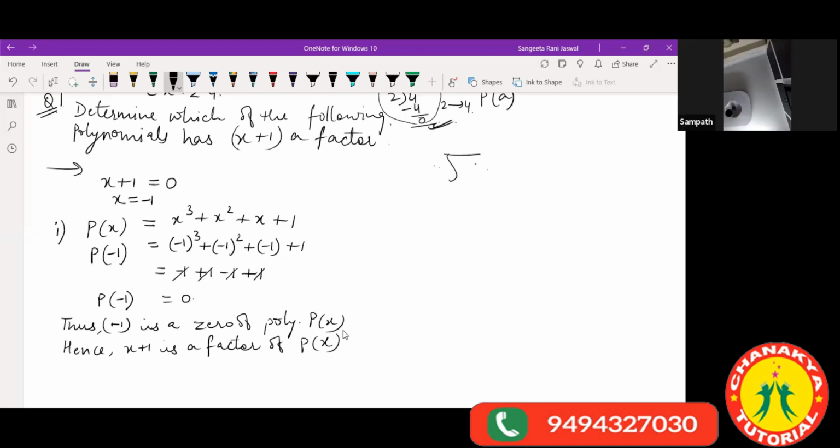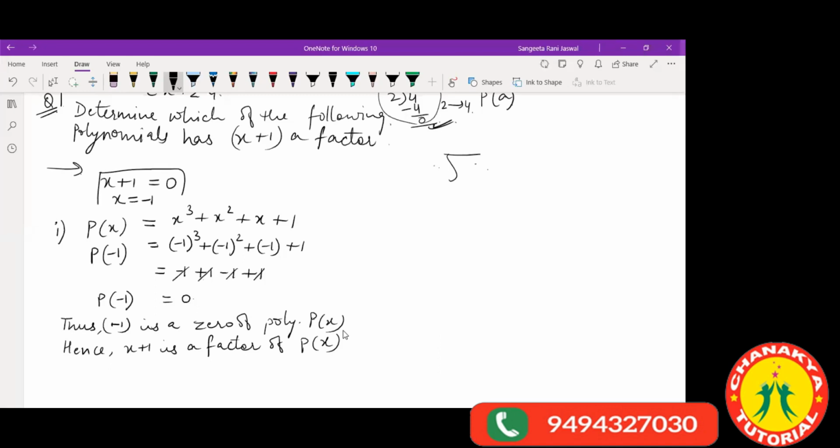Now, in this we have 4 polynomial equations given to us, so one by one we will try for each one of them. But this statement is common for everyone: determine which of the following polynomials has x plus 1 as a factor. And we are given 4 parts, 1, 2, 3, 4. So the first one we have done. This part we don't have to change again because it is common for everyone.